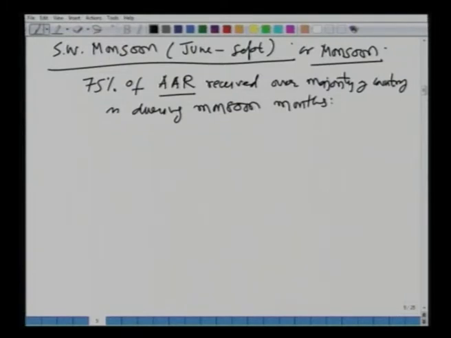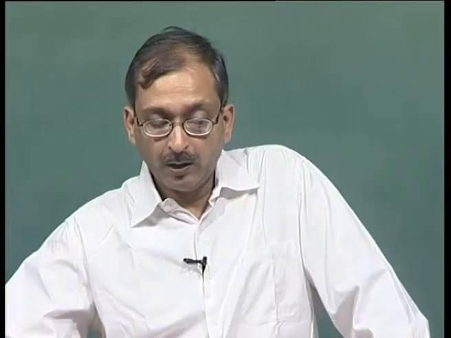So, you see that the majority of the rainfall, almost 75% of the average annual rainfall, is received during the monsoon. So, you see that the rainfall is very unevenly distributed with respect to time in India, and we will see later that it is also very highly unevenly distributed over space also.